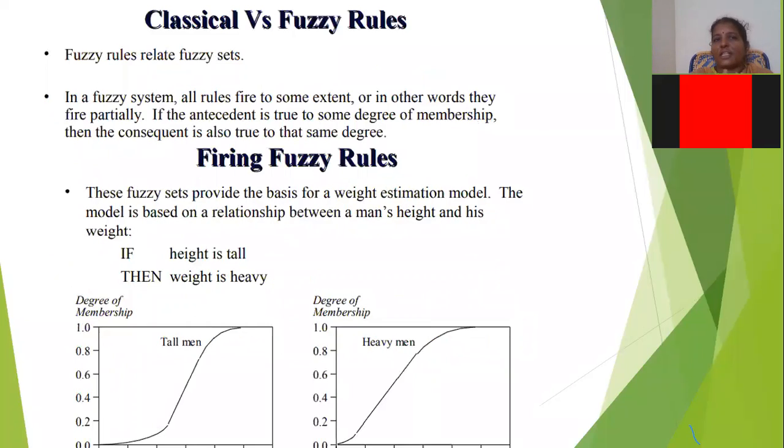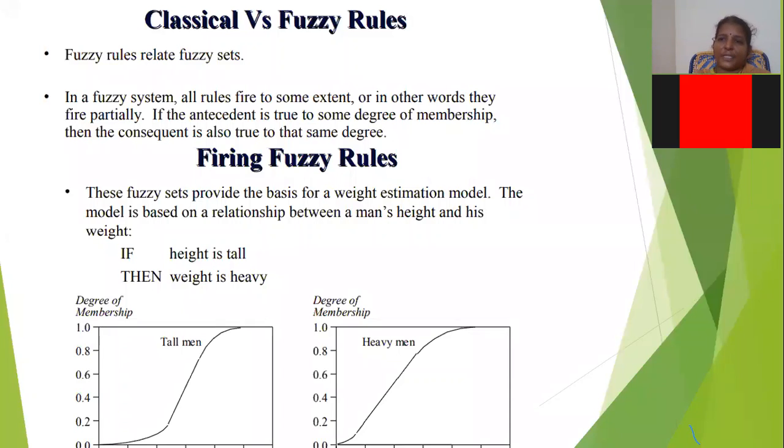So, fuzzy rules always relate fuzzy sets. All the rules in your fuzzy system will be fired to some extent. In other words, they fire partially. What does this mean? If the antecedent is true to some degree of membership, then the consequent is also true to that same degree.